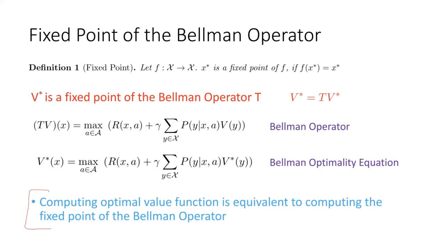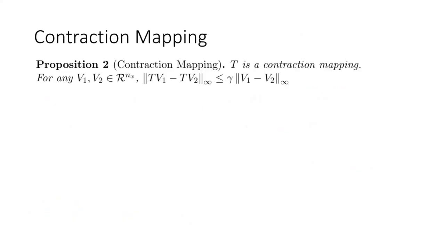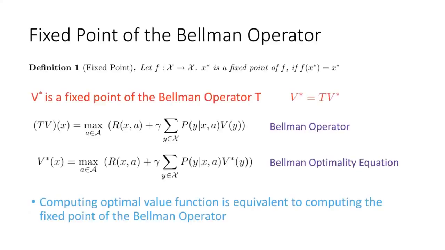The optimal value function is nothing but the fixed point of the Bellman operator. So computing the optimal value function is nothing but computing the fixed point of the Bellman operator. So we took the real world problem, did some mathematical modeling, and now we are going to compute the fixed point of a function which we call the Bellman operator. Okay. How are we going to do that?